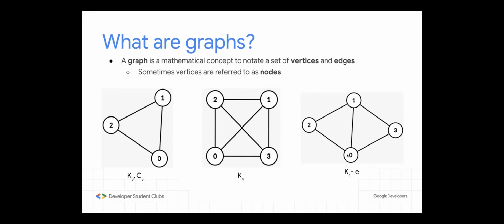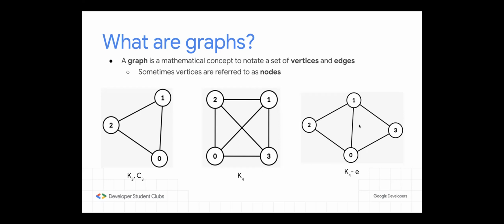The last concept here is actually very interesting. This is almost a complete graph. As you see here, from 1, I can access 0, 2, and 3. From 0, I can access 1, 2, and 3. But from 3, I can only access 1 and 0. I can't access 2. And from 2, I can only access 1 and 0, and I can't access 3.